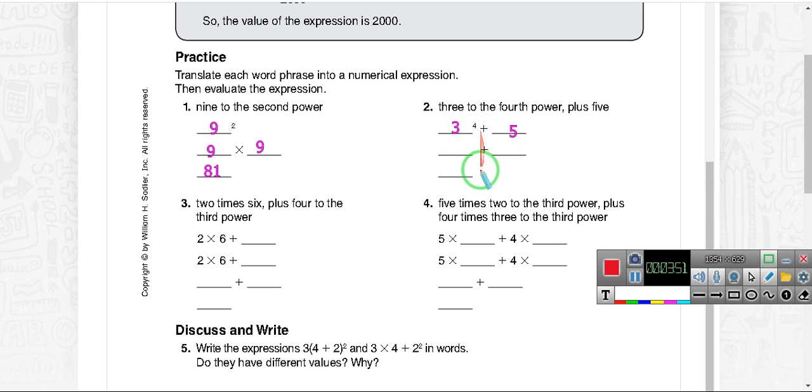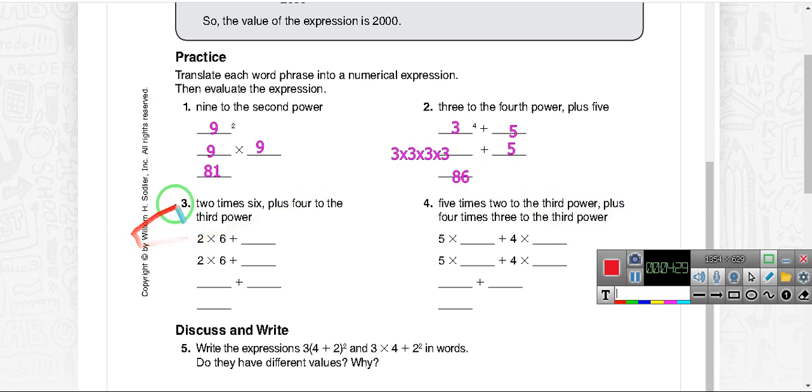So 3 to the fourth power means 3 times 3 times 3 times 3. I'll help you to do it. Okay? What is 3 times 3? That's 9. 9 times 9, that's 81. So the answer for 3 to the fourth power is 81. 81 plus 5. What is 81 plus 5? That's 86.